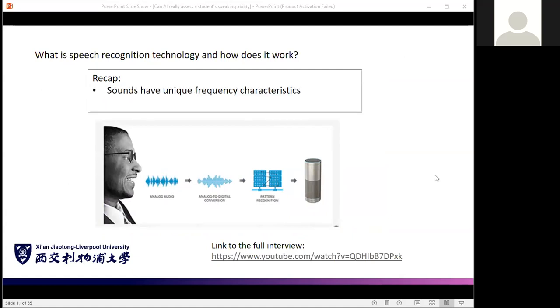Okay, so basic points there is that sounds have unique frequency characteristics. They've got like a fingerprint, and they're recognizable by that. And that these are used to identify the individual sounds being made.